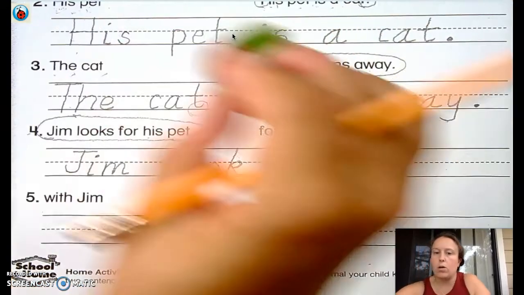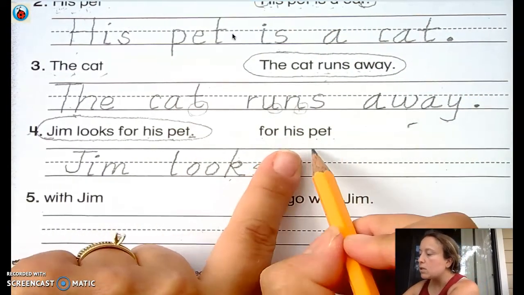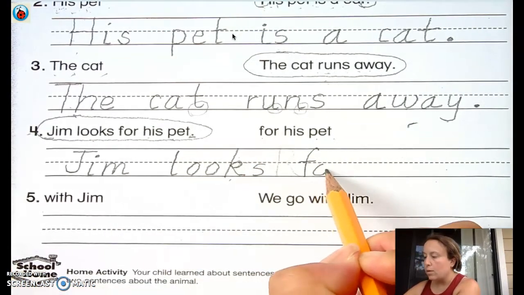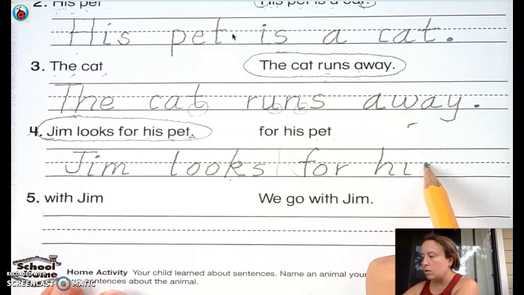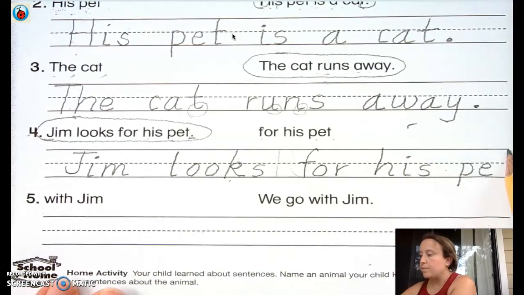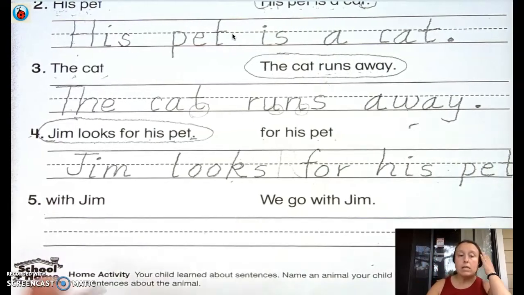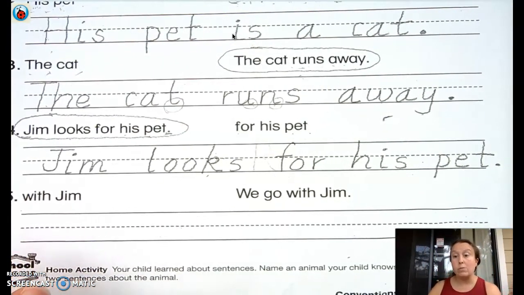There we go. Okay. He looks, finger space, for, finger space, his, finger space, pet. Now, of course, if you need to take a few extra minutes to write the sentence, then you can always pause me, guys. I'm sorry I didn't say that in the beginning. You can always pause me to finish writing because, of course, Mrs. Smith doesn't know how much time you actually need. So you have to almost tell me by pausing it.